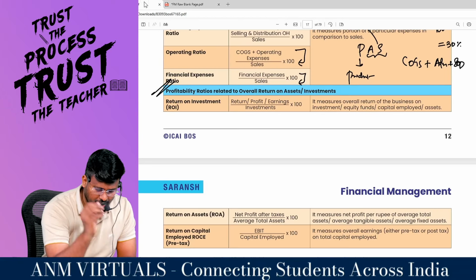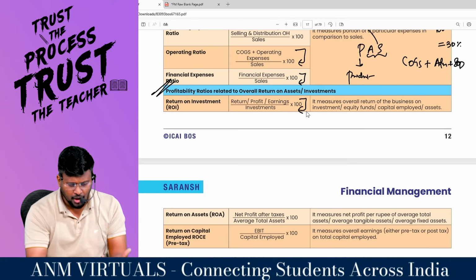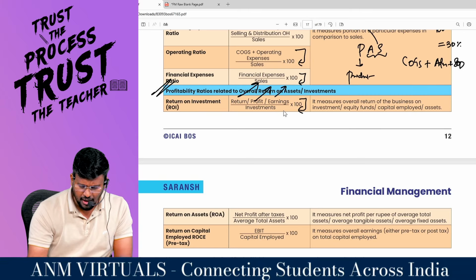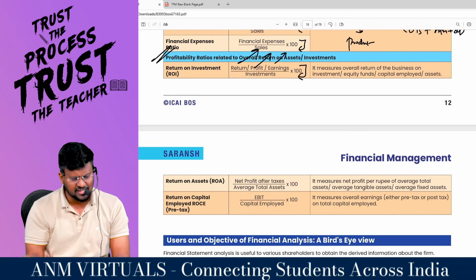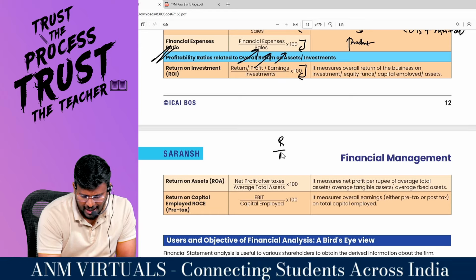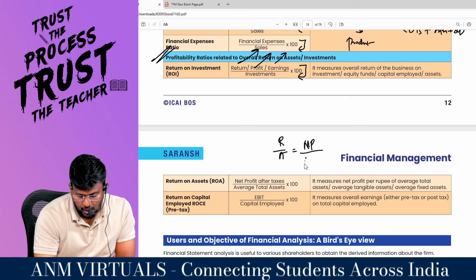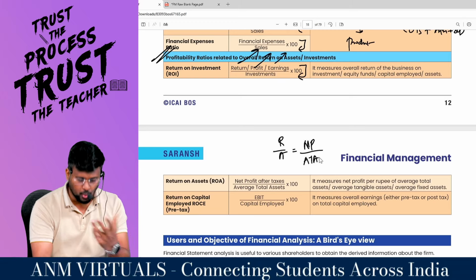Return divided by investment. What is that? Return divided by investment. It can be either return or profit or earnings divided by investment. That's it. Return on asset, which is nothing but return divided by asset. What is the return? Net profit after taxes. So net profit divided by average total asset into 100.